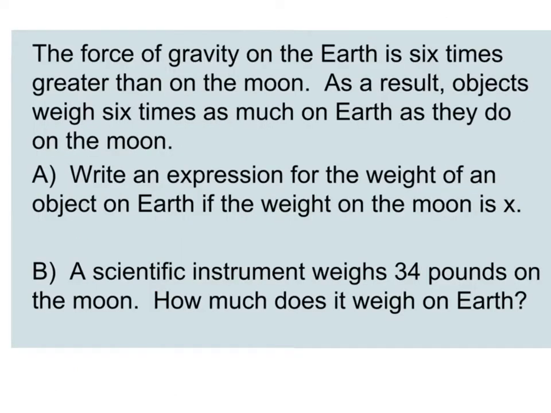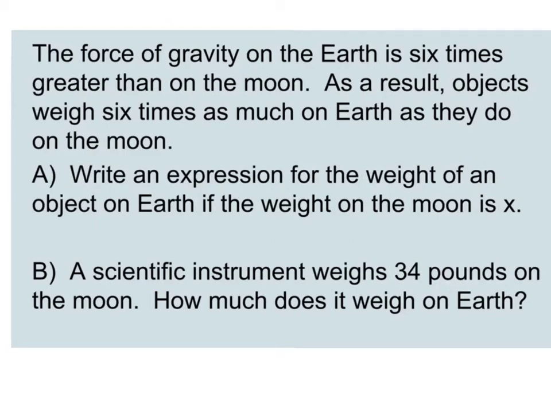This last example is a bigger word problem, but a lot of word problems want you to translate them into some sort of equation or expression and then use that information to solve it. So in this example, it says the force of gravity on the Earth is 6 times greater than on the Moon. As a result, objects weigh 6 times as much on Earth as they do on the Moon.